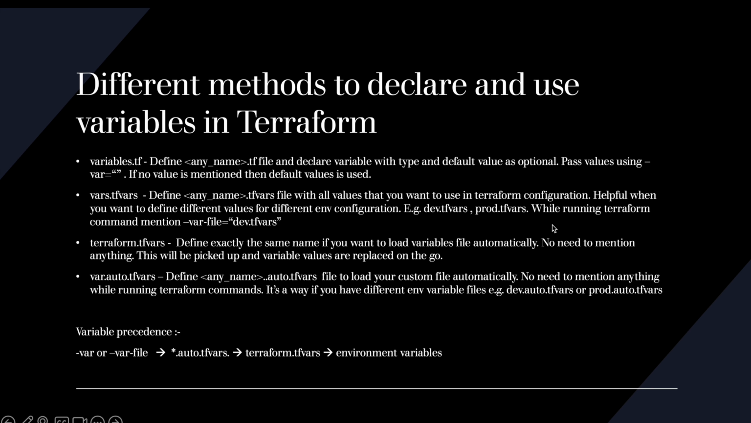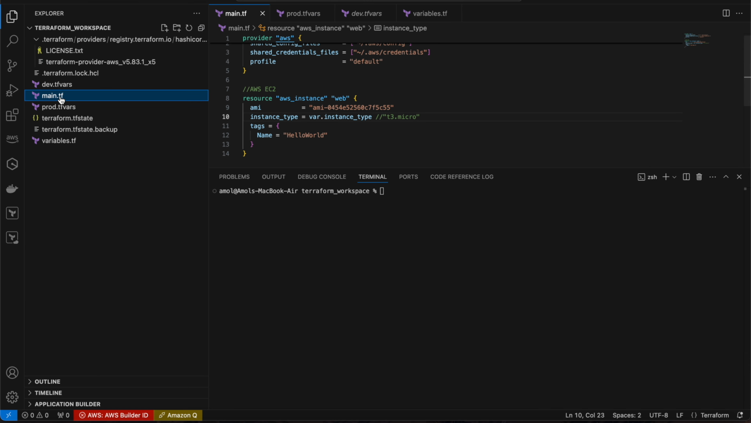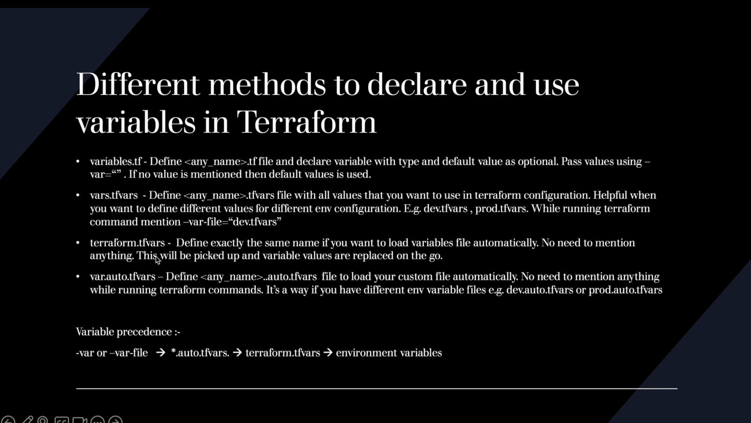This is helpful when you have multiple environments and you want to manage the multiple environment configurations through tfvars while declaring one single template of your infrastructure. I'm not changing the template, I'm just changing the variable files. Now the third way, it says terraform.tfvars. Define exactly the same name if you want to load the variables file automatically.